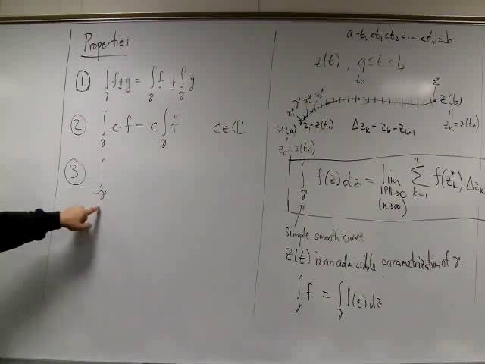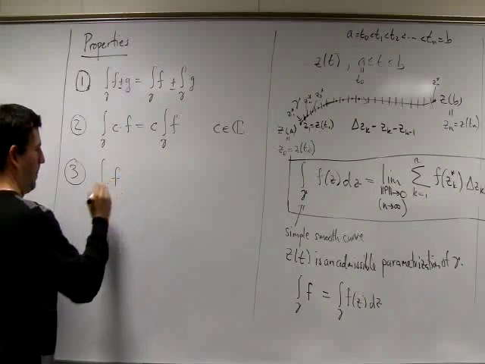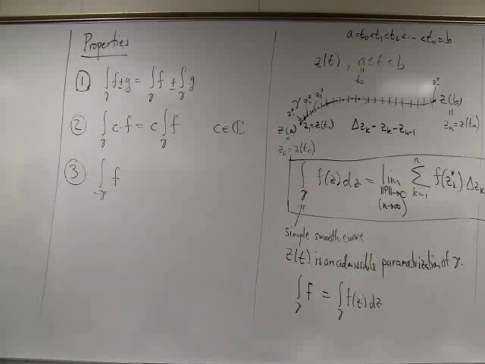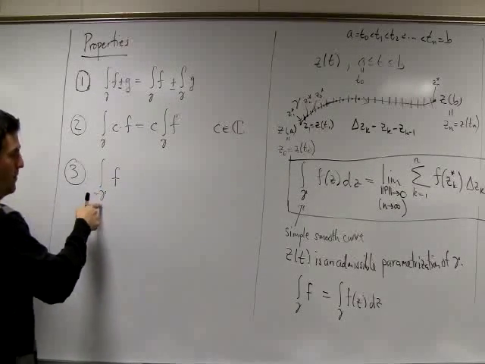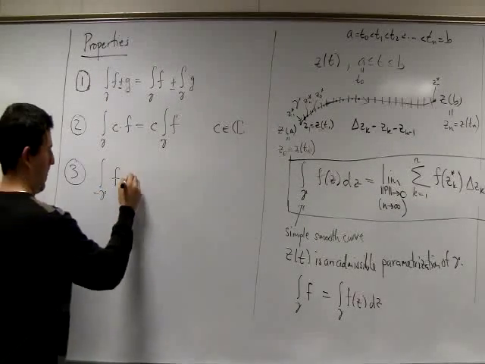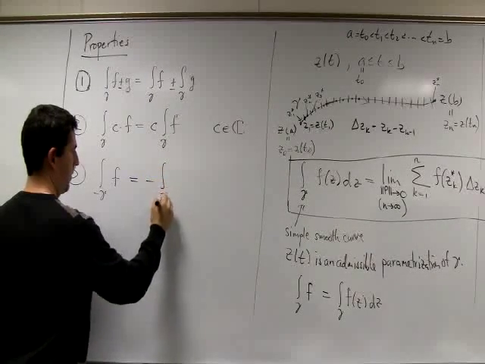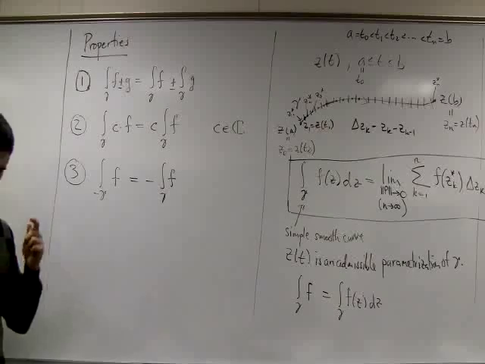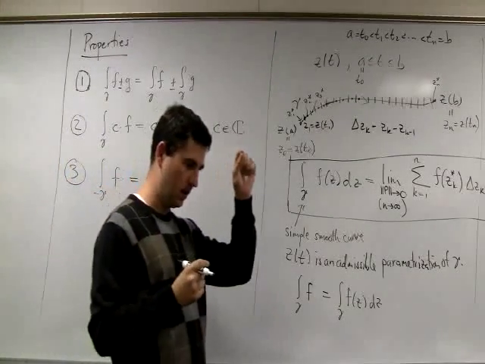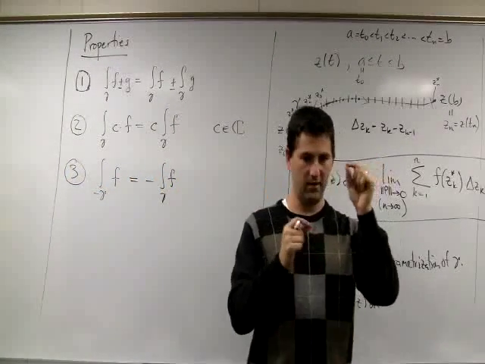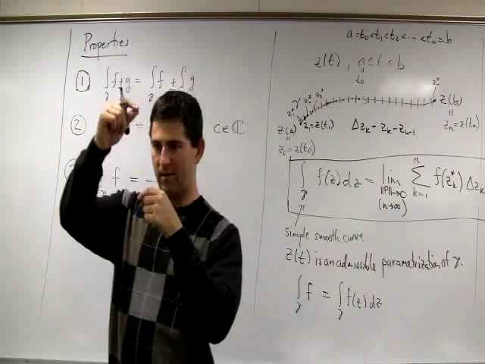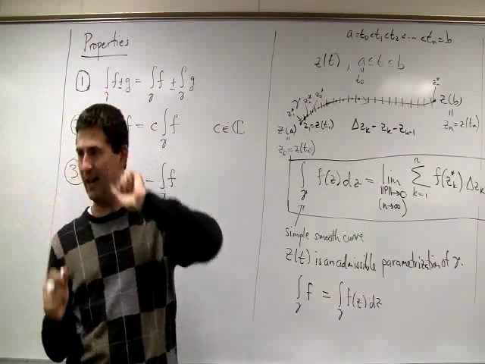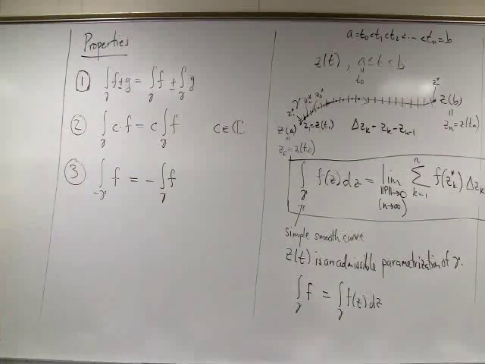So this means we run the curve backwards. And it turns out that if we integrate f over the opposite curve, it would be negative. This is the same thing as in single variable calculus, when you integrated from a to b. That's the same thing as if you flip it over and integrate from b to a, but you have to stick a negative in front. So we have these easy properties.